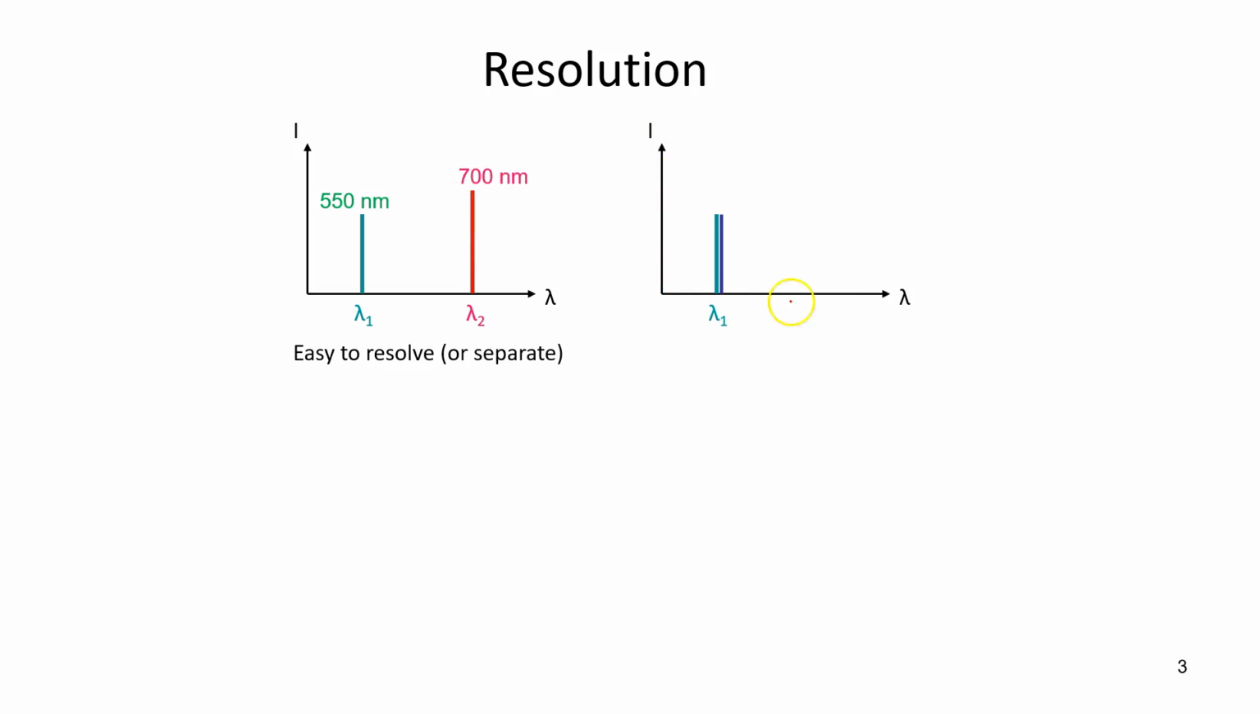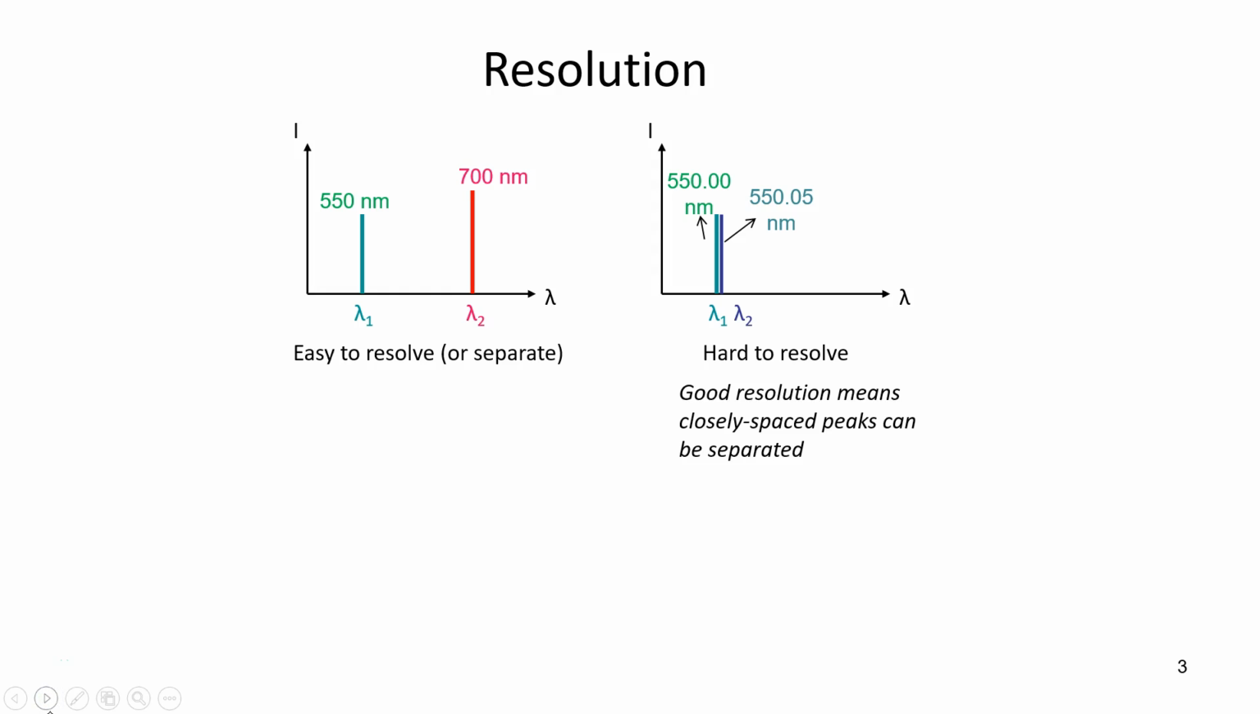But what about in this spectrum here? We've got one wavelength at 550, the other one at 550.05. Those are really close together. Can your grating resolve those two wavelengths? That would be hard, wouldn't it?